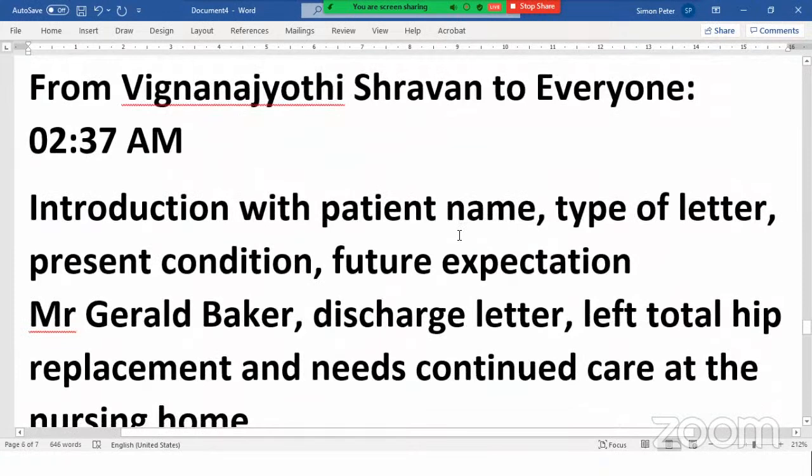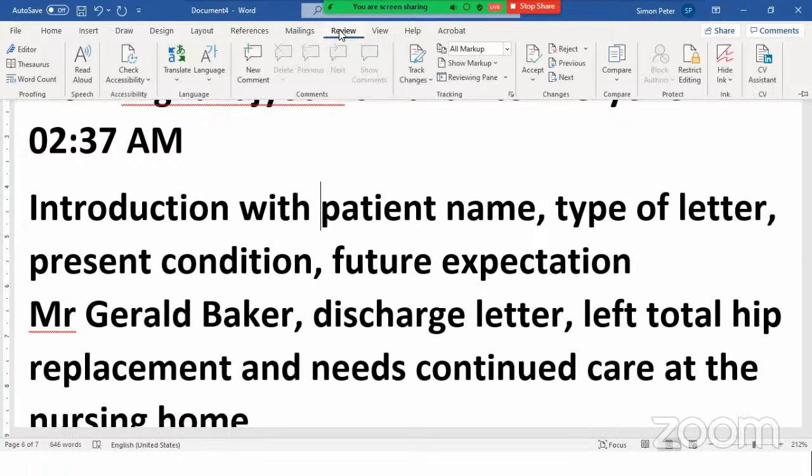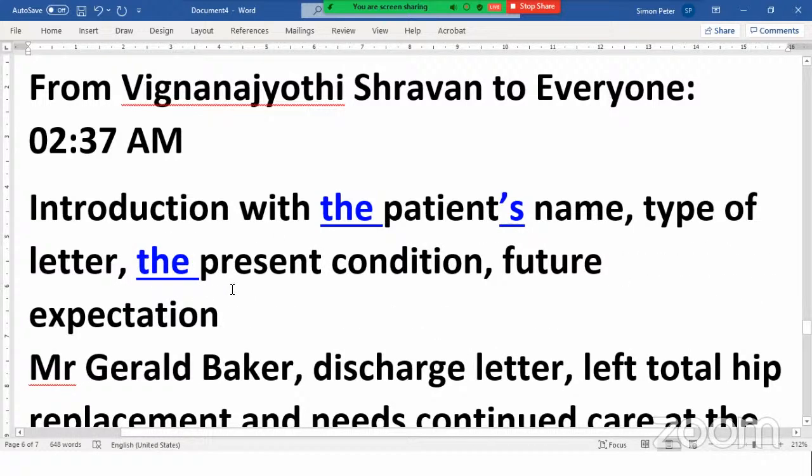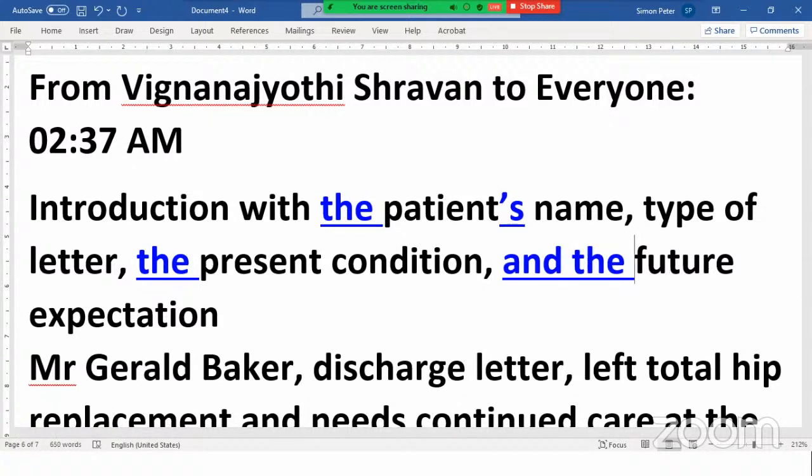Introduction with the patient's name, type of letter, present condition. Always time will go with the present condition and the future expectation.